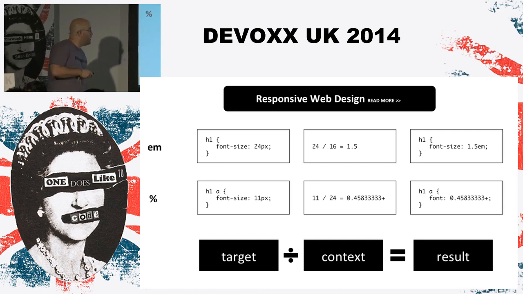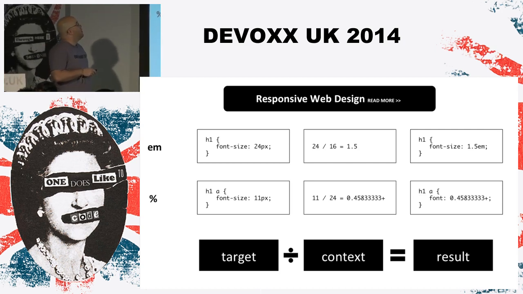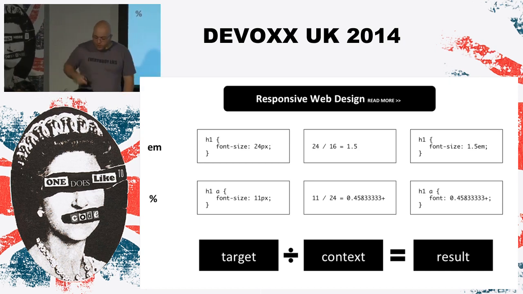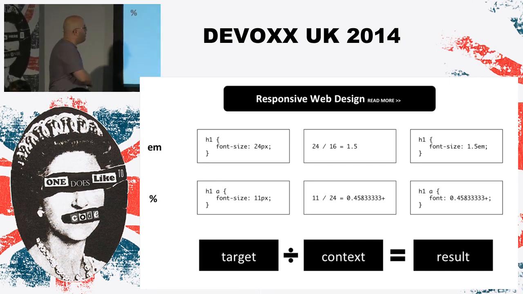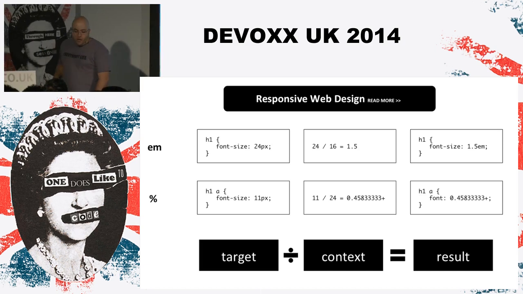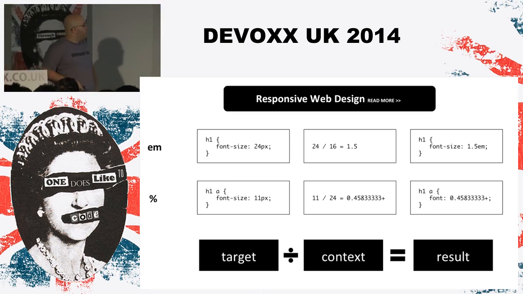So what I'm going to do, my target is 11 pixels. My context now, because my link is inside my H1, my context is my H1. My H1 was 24 pixels, so I'm going to do 11 divided by 24. That's going to give me a big number, like 0.45833333333.